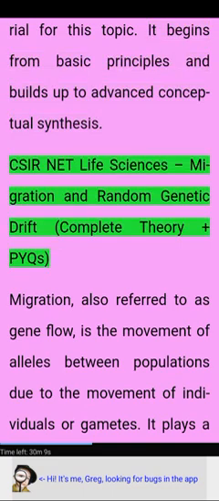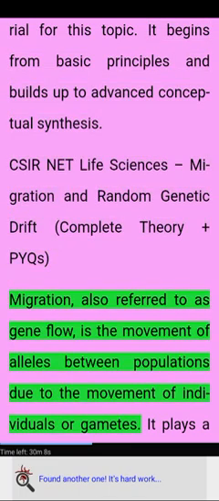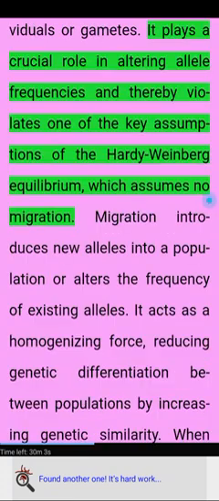CSIR NET Life Sciences, migration and random genetic drift, complete theory plus PYQs. Migration, also referred to as gene flow, is the movement of alleles between populations due to the movement of individuals or gametes. It plays a crucial role in altering allele frequencies and thereby violates one of the key assumptions of the Hardy-Weinberg equilibrium, which assumes no migration.